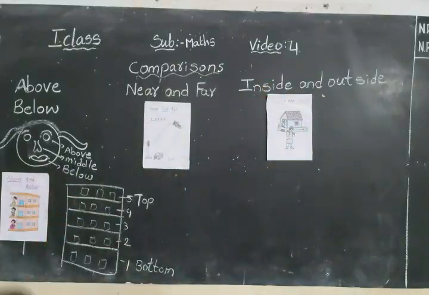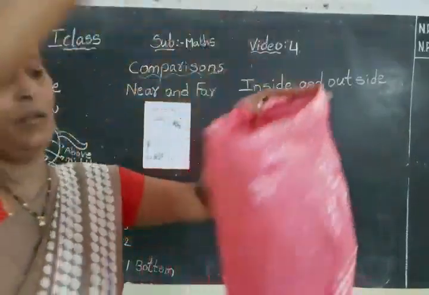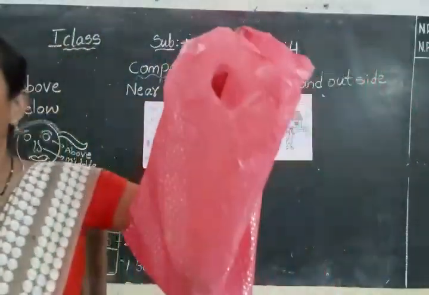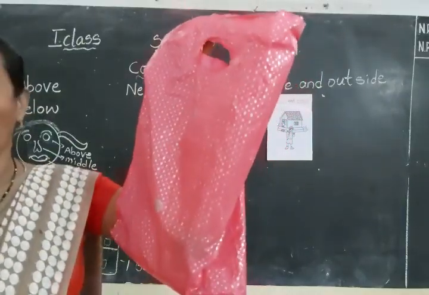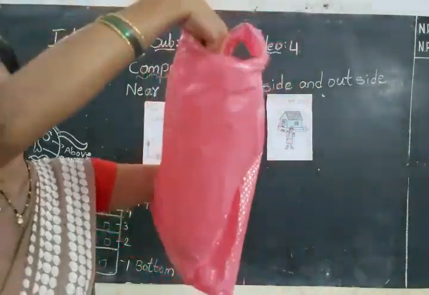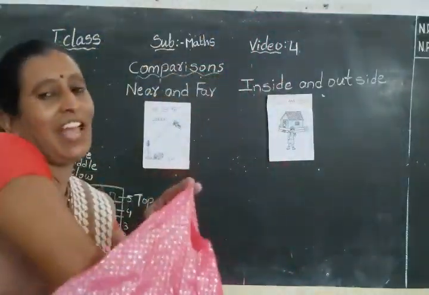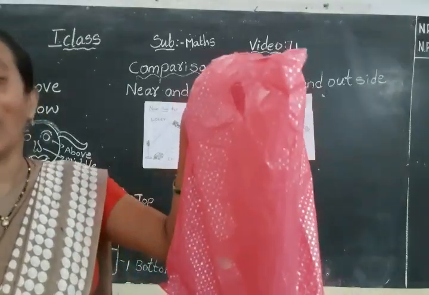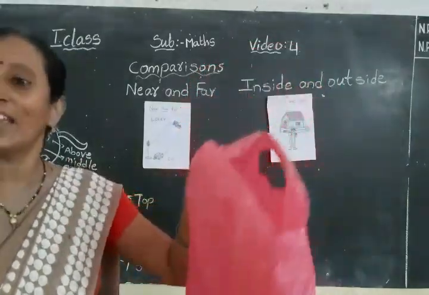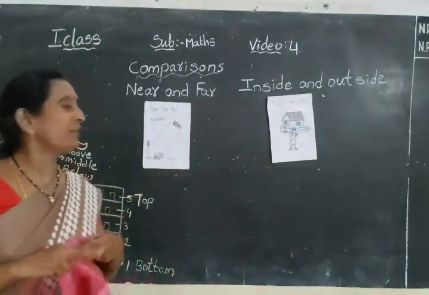Now here see, this is the bag. In this bag I'll put the balls. Where are the balls? The balls are outside, no? No, where are the balls? Inside this bag. Inside the balls are there. Now I'll take one ball out here. So the ball is outside the bag. This is inside and this is outside.